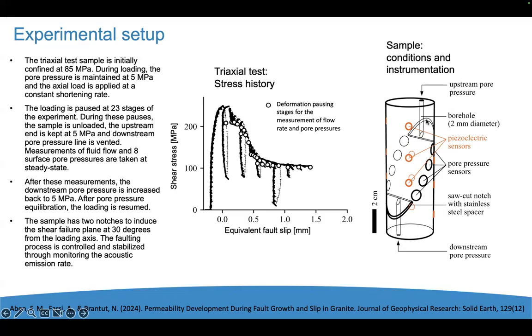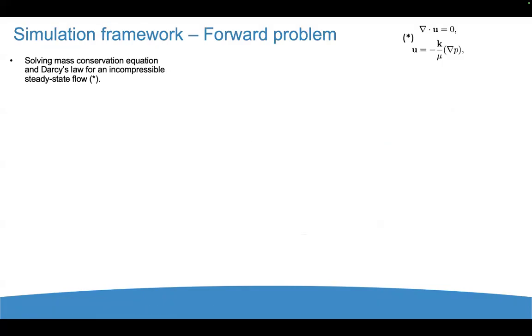Another important thing to highlight is that we are including 2 notches in the sample so that we force the fault to propagate at a particular angle in the sample, 30 degrees. Another important aspect is that we were also monitoring the fault with acoustic emission sensors, these orange sensors, that allow us to extract the acoustic emissions during the test, which allows you to understand where the fault is propagating in the sample.